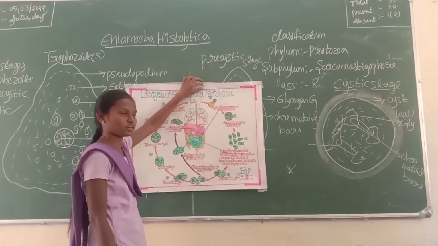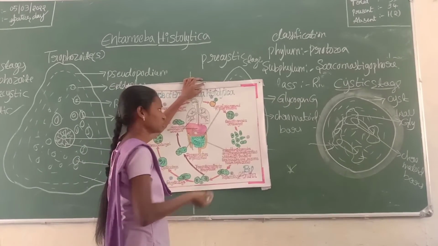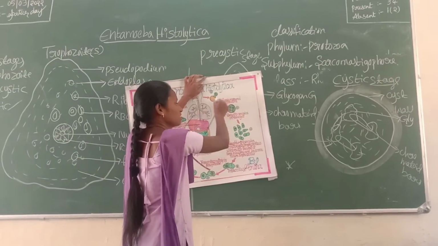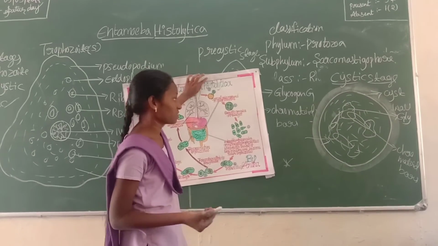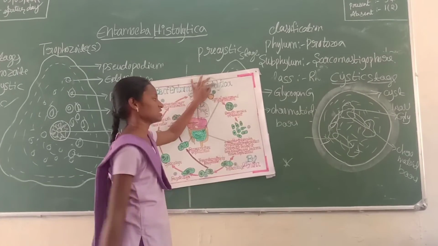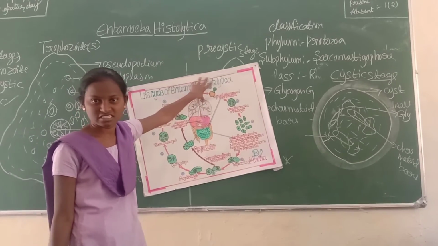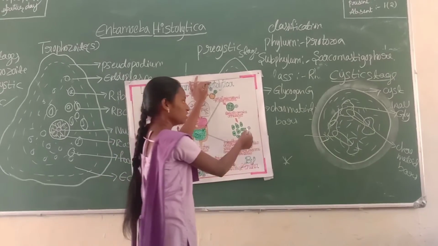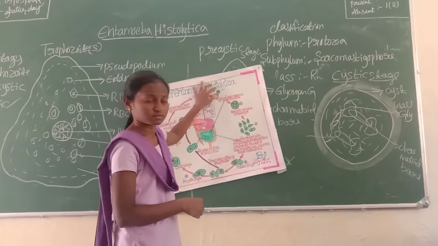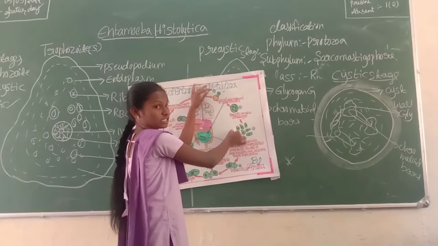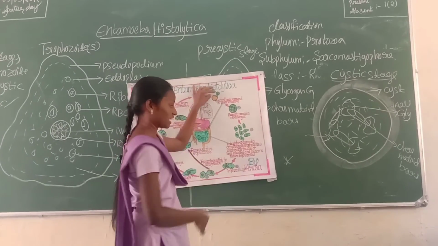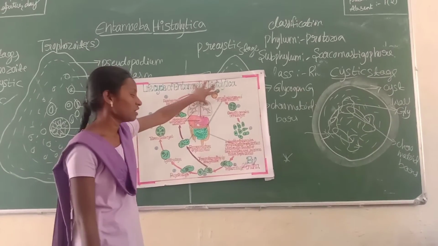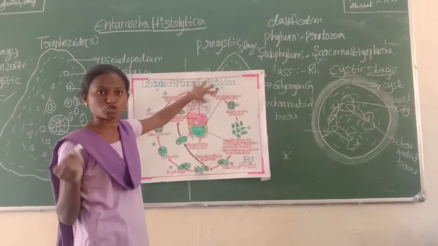After it enters the man, the cyst wall ruptures in the small intestine. Then it goes into the encysted state, also called the metacyst. Next, the metacysts form eight daughter entamoeba, which reach the wall of the large intestine and become mature trophozoites.